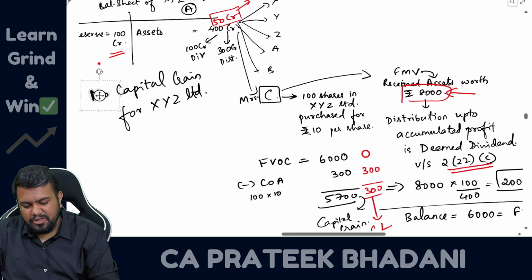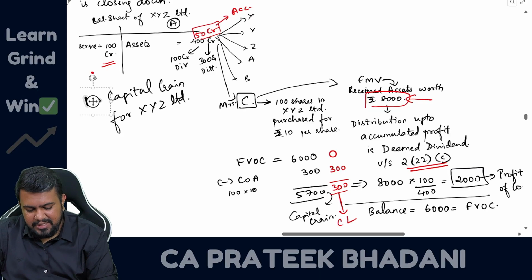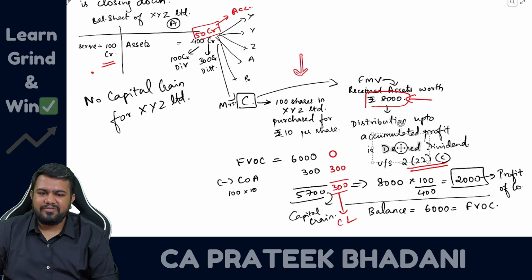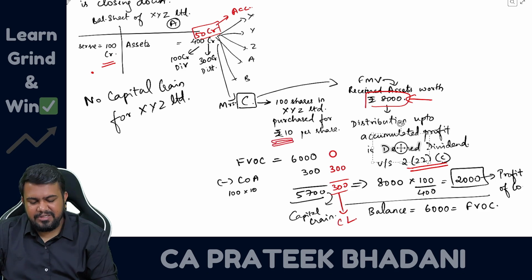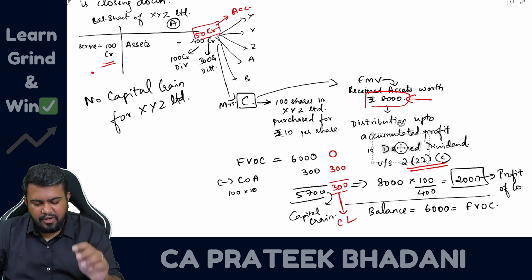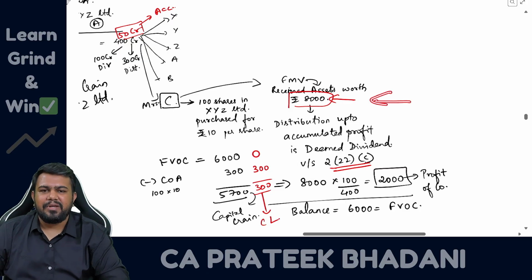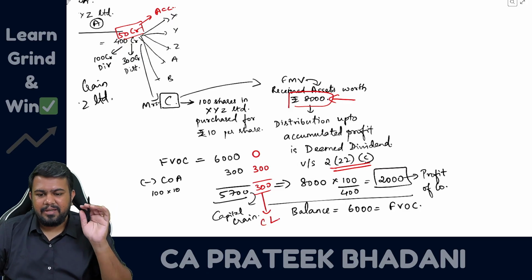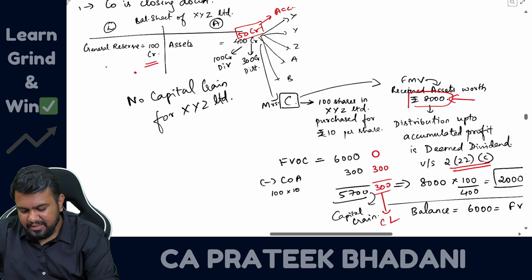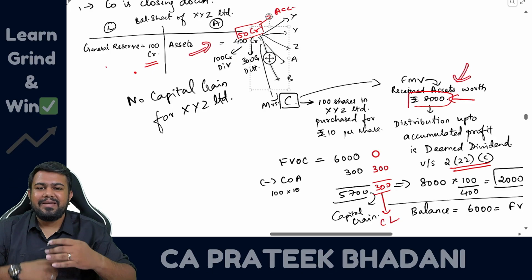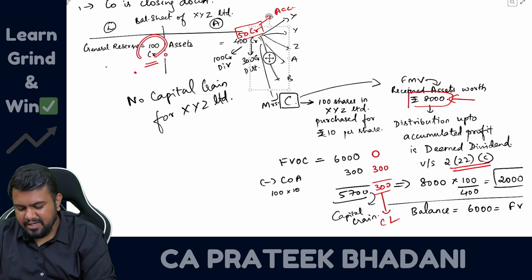Now let us talk about the shareholder. Let's say there is a shareholder called Mrs. C. Mrs. C was having 100 shares in XYZ Limited, which she had purchased for 10 rupees per share. Now she has received assets worth 8,000 rupees from the company. Now listen here. The asset was received for 8,000. The asset of the company distributed was 400 crores. General reserve was 100 crores.